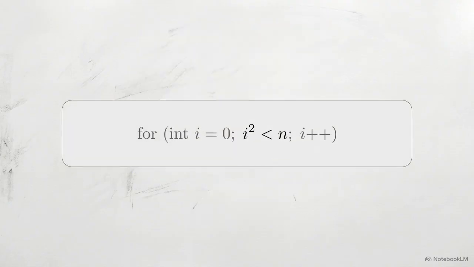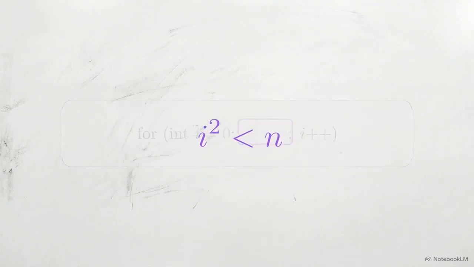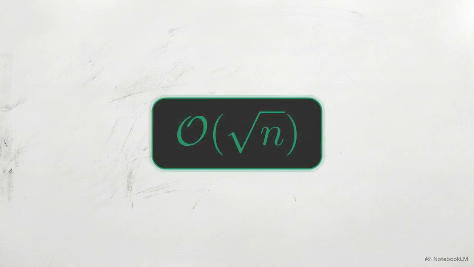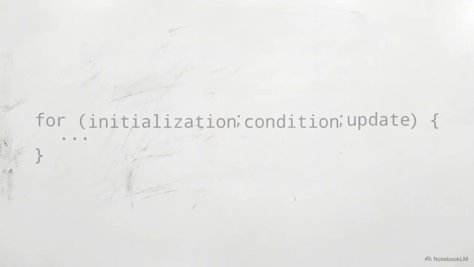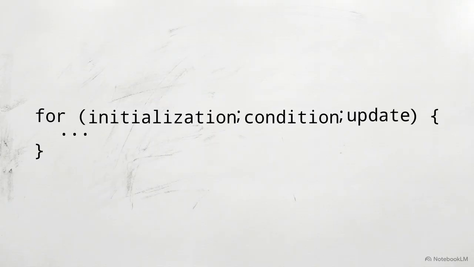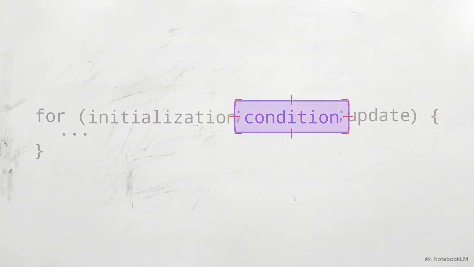Consider a loop where i squared is less than n. To find its big O notation, simply isolate the variable. Move the square to the right side, transforming it into a square root. The loop runs until i reaches the square root of n. Identifying the correct big O notation always comes down to carefully analyzing the mathematical termination point of the loop.